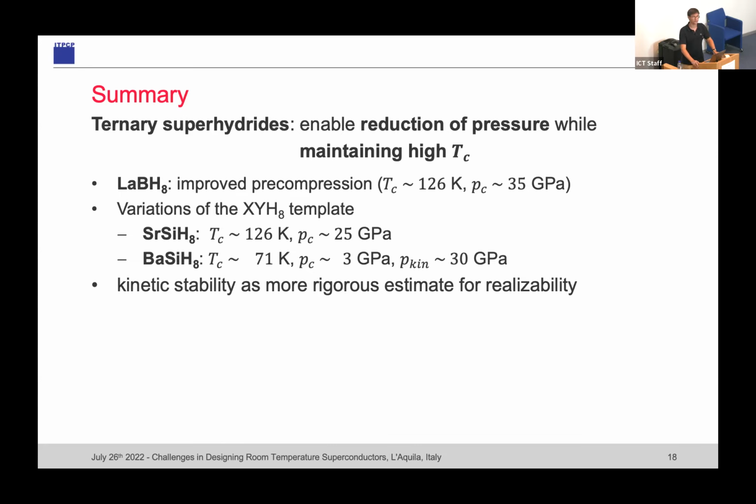Then we have variations of this template, of this 118 template, which is the strontium silicon H8 and the barium silicon H8, and in particular for this barium silicon H8, we do have to take a bit of a hit in Tc, so it's only 70 Kelvin, but it's dynamically stable down to 3 gigapascal of pressure. But we think the actual stability barrier that you should look at is the kinetic one, which is at 30 gigapascals of pressure. And I hope I could convince you that our idea that this kinetic stability is a more rigorous estimate for judging the stability of a compound than looking at the dynamic one.